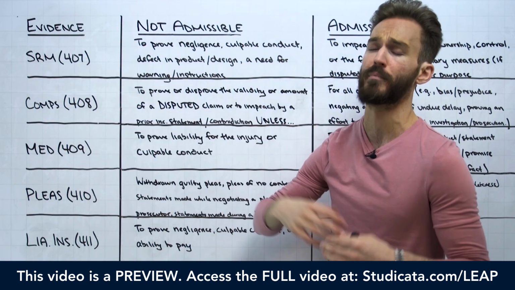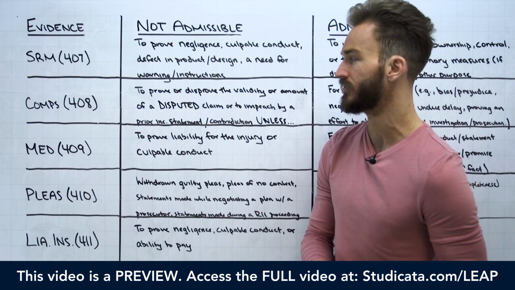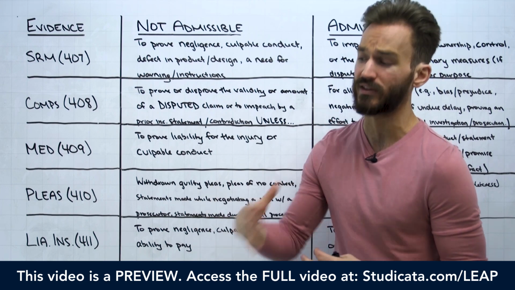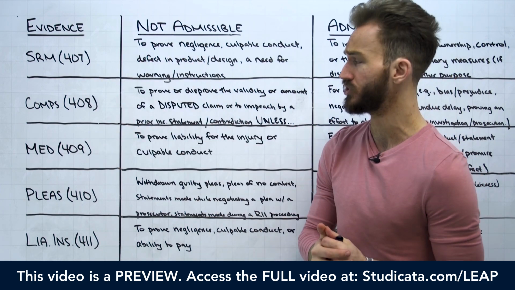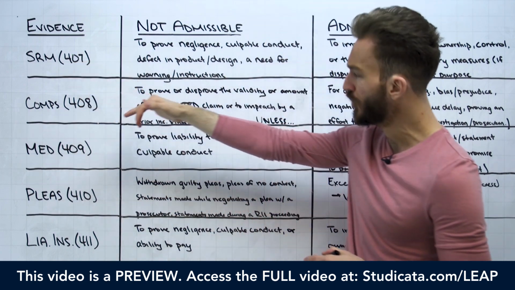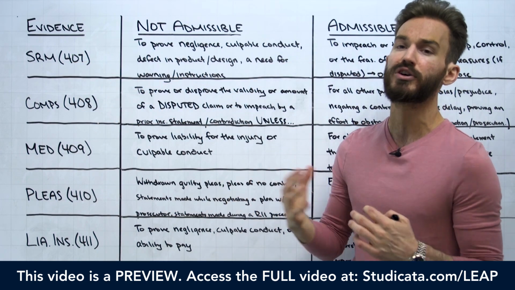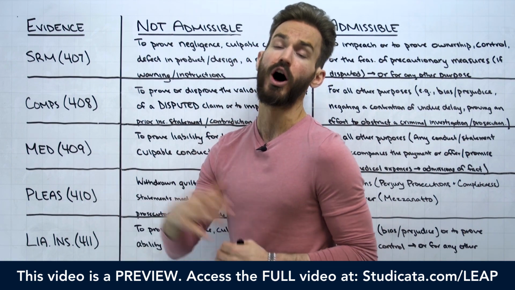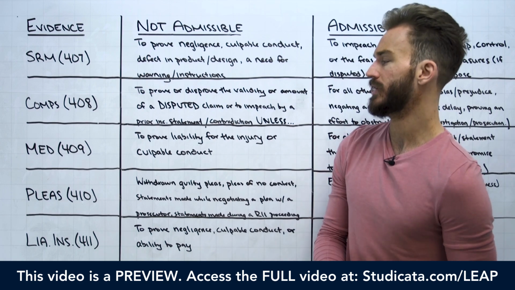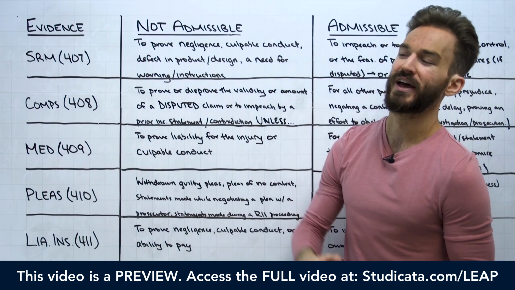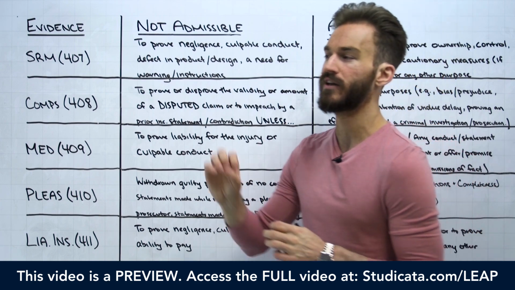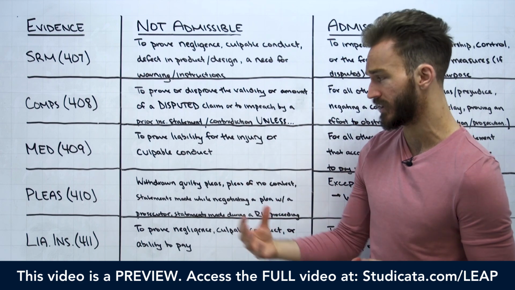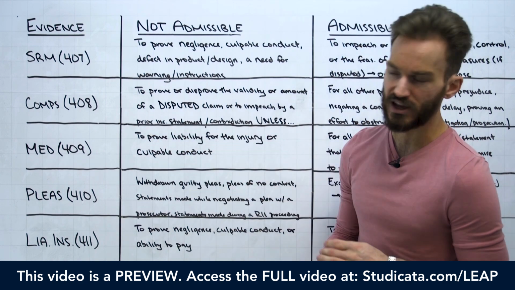We have 408, which is compromise offers and settlement negotiations, right? We don't want people to not enter into a settlement negotiation out of fear that statements they make during the negotiation could be used against them to prove or disprove the validity of a claim or the amount of the claim. Same deal with 409 and offers to pay medical expenses. We don't want somebody to be discouraged from offering to pay for the medical expenses of another person out of fear that that could be used as evidence to prove liability for the injury.